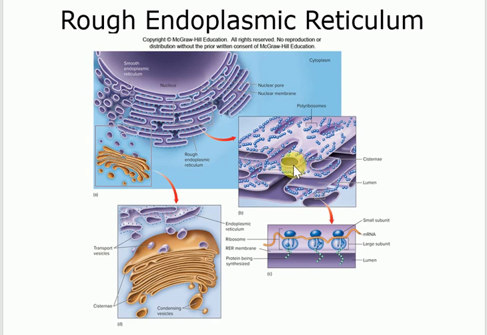So the rough ones are the ones that are going to make the protein, and it's going to move within this network, moving, and then they leave from this side right here. Then it will go to the next organelle, which is Golgi apparatus. So this is the difference as I talked about, the free and the endoplasmic reticulum bound ones.